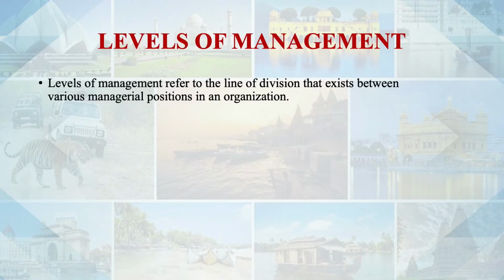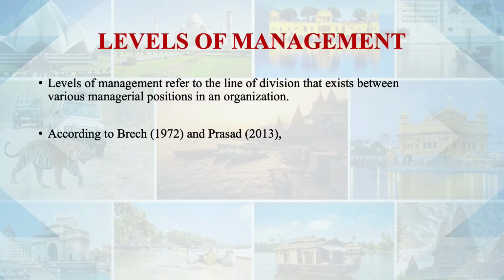Levels of management refers to the line of division that exists between various managerial positions in an organization. People in an organization are arranged in a hierarchy and they all have the relationship of superior and subordinate, except the person at the topmost position who is superior alone and the person at the lowest level who is subordinate alone. As such, there are as many levels in the organization as the number of superiors in a line of command.